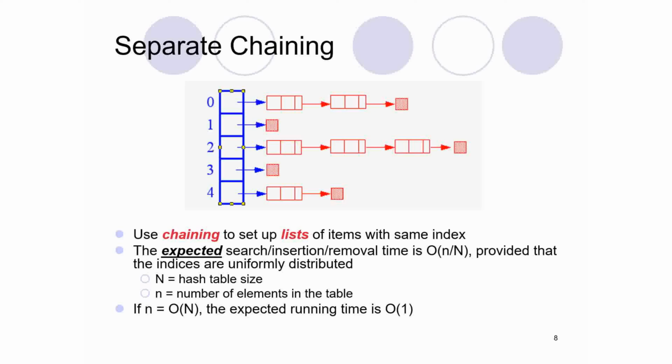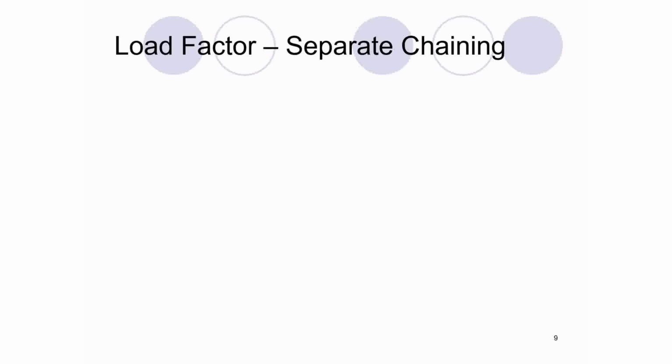The expected search, insertion and removal time is O(n/N), provided that the indices are uniformly distributed. Capital N equals hash table size. Small n equals number of elements in the table. If n equals O(N), the expected running time is O(1).